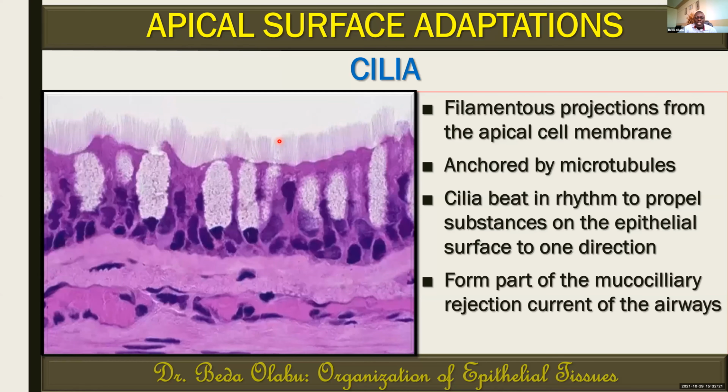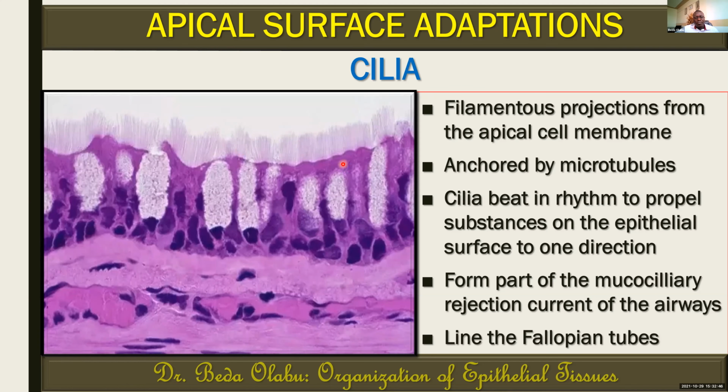It forms part of what we call the mucociliary rejection current of the airways. These are collaboration between the mucus and the cilia. And remember, the current is usually towards your throat. Then depending on your habit, you may either swallow or spit.